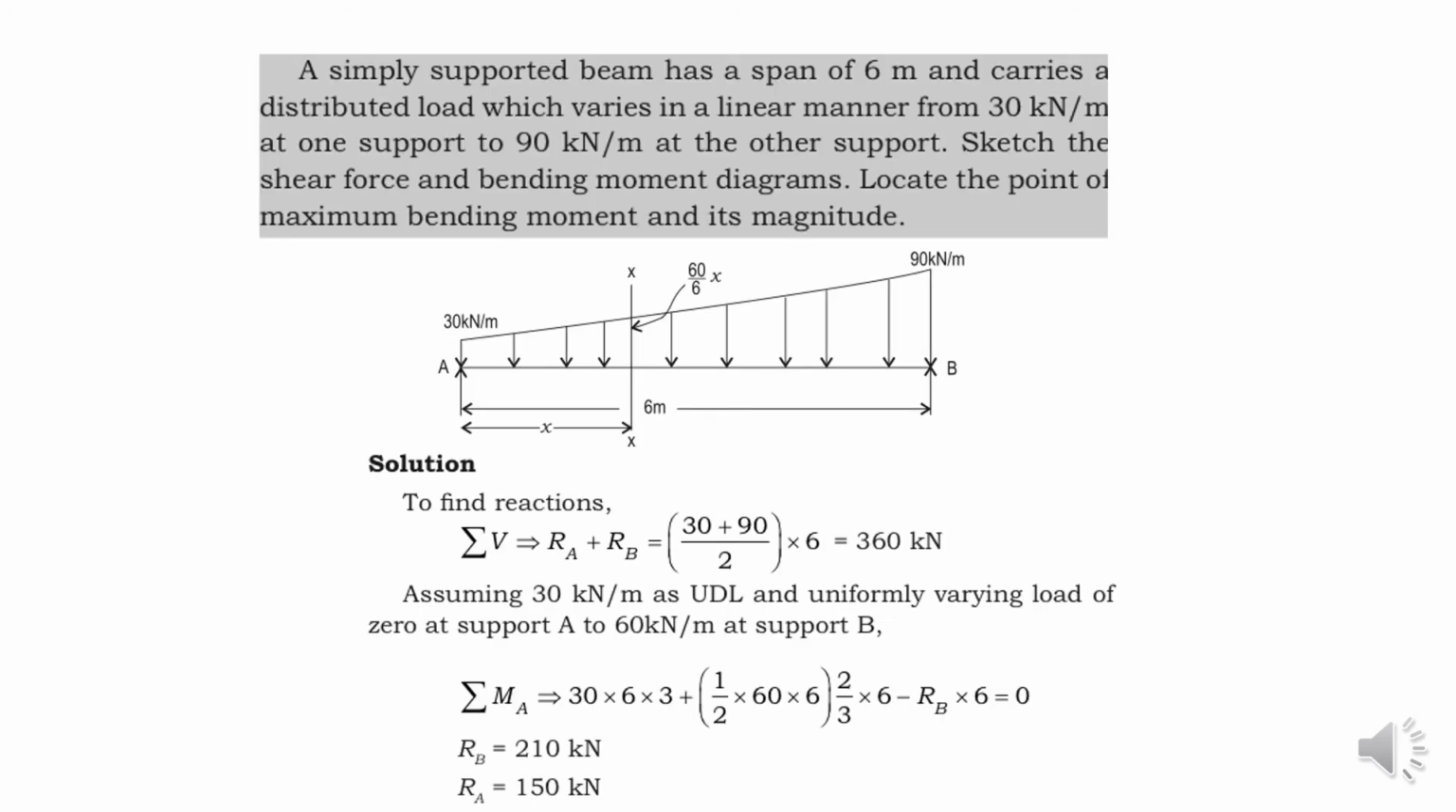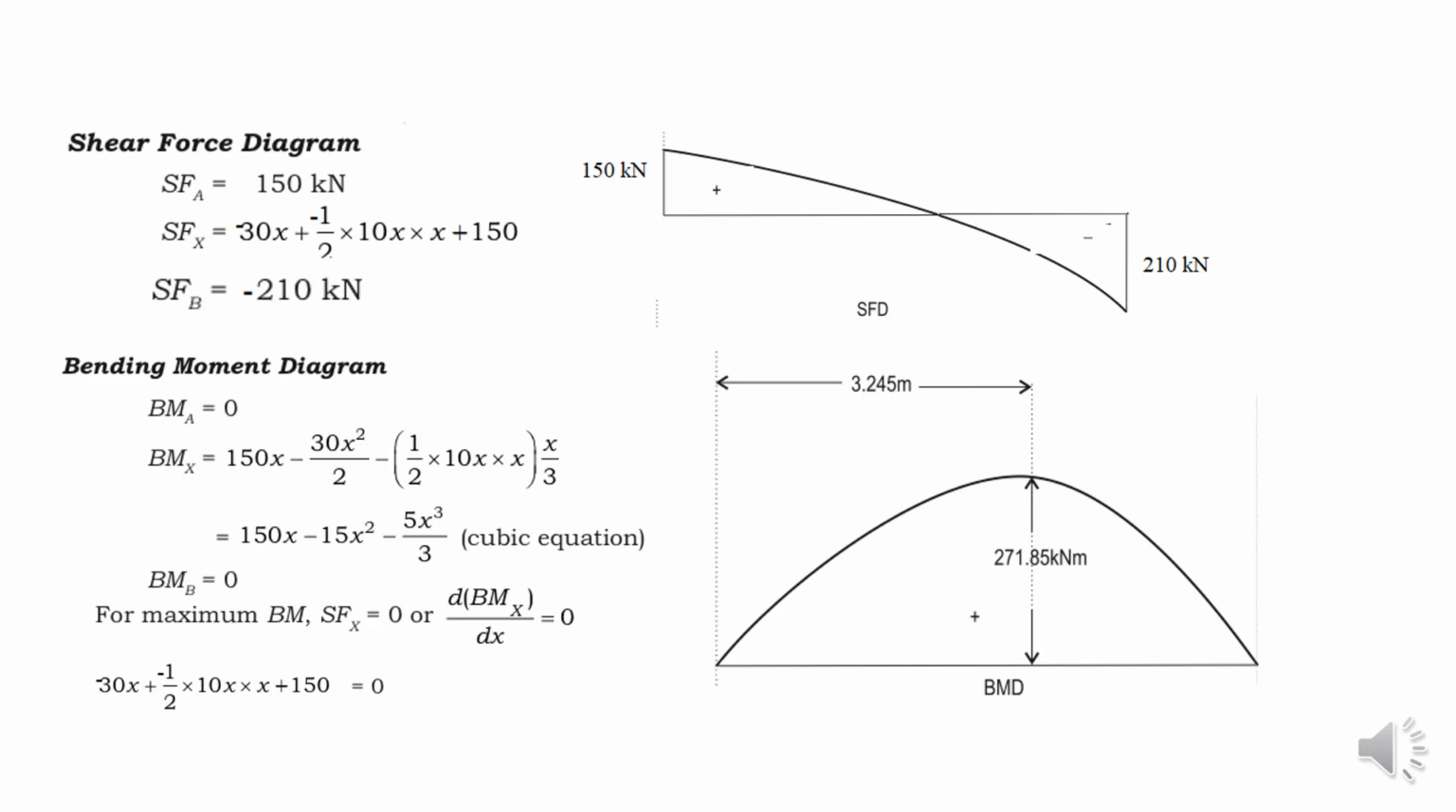The shear force at A, which is 150 kilonewton, is acting upward, and considered from the left hand side it is positive, so 150 will be acting here. Then the shear force at X is minus 30H plus minus half into 10H into H, which is the area of a triangle, then plus 150. Substituting H equal to the length of the beam, the shear force at B will be minus 210 kilonewton.